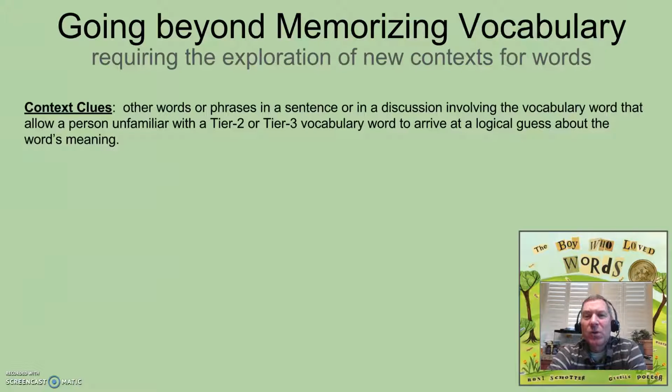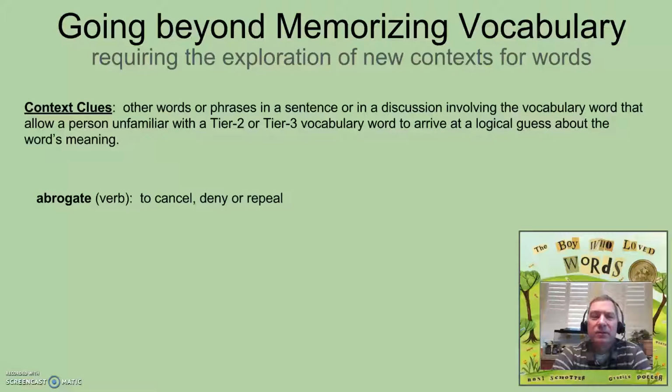Context clues. So I require my students to write their own context clues, putting new vocabulary words into different situations. A context clue is basically other words or phrases in a sentence or in a discussion around the vocabulary word, where if you heard the word in a sentence or in a thought, you would be able to make a good logical guess on what the word might mean. We teach our kids to read context clues.